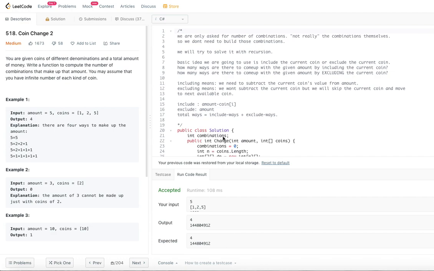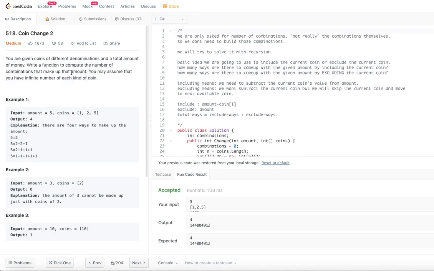Let's jump into today's problem. Coin Change 2. You are given coins of different denominations and a total amount of money. Write a function to compute the number of combinations that make up that amount. You may assume that you have an infinite number of each kind of coin.